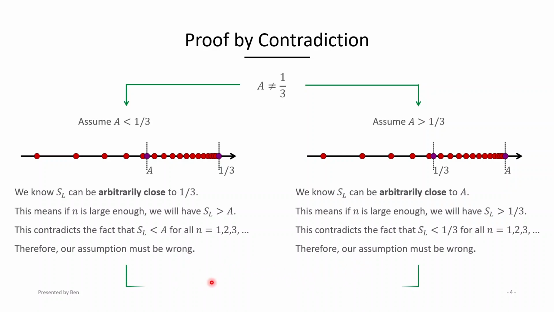Both assumptions are wrong. It seems we have no choice. A must equal 1/3. If we don't accept this, we will get contradictions. Okay, this is the whole proof.